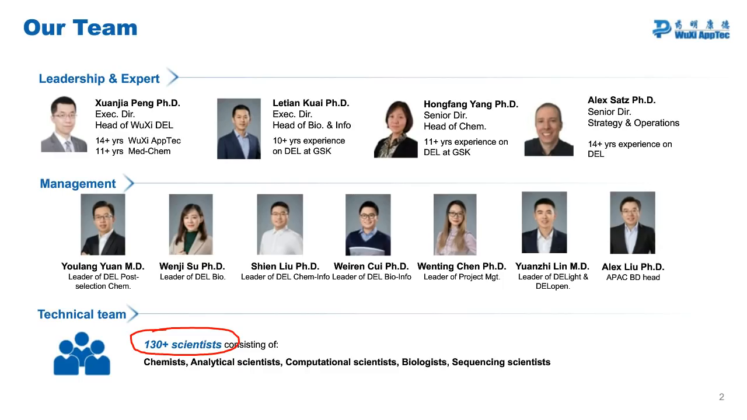What is the maximum number of selection conditions that can be run in an experiment? Well, for the self-service DELight and DEL Open, it's 4. Now, in theory, using DEL and how it's set up, you can run a very large number of conditions. But in this case, for the self-service WuXi kits, it's 4.